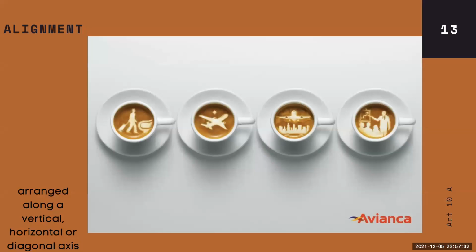Alignment. So alignment is when figures are following or arranged along a vertical, horizontal, or diagonal axis. So in this ad for the airline, these cups of coffee are lined up along the horizontal axis with narrative tableaus within each coffee cup. And then those tableaus are also aligned along the horizontal plane. So you can actually get lots of tracking through a piece using alignment, going from corner to corner, and also get movement.